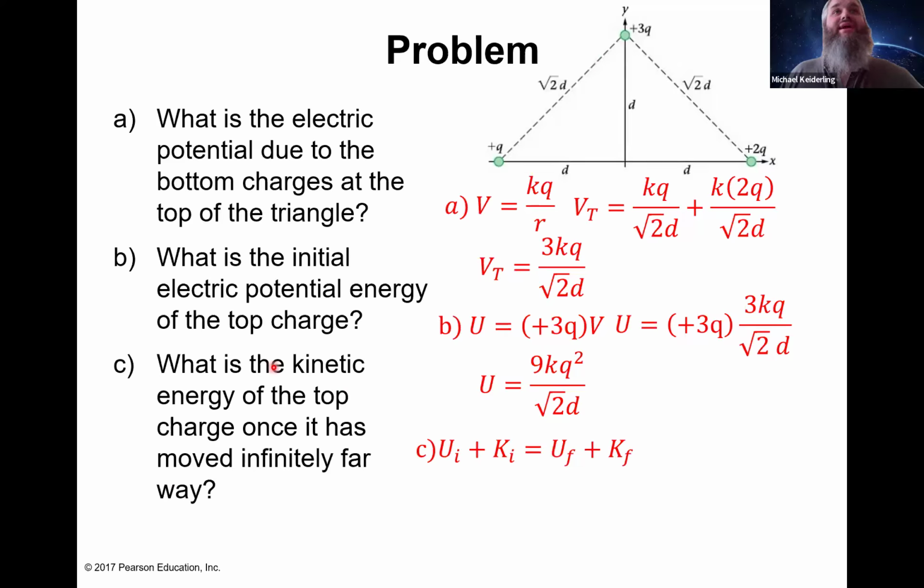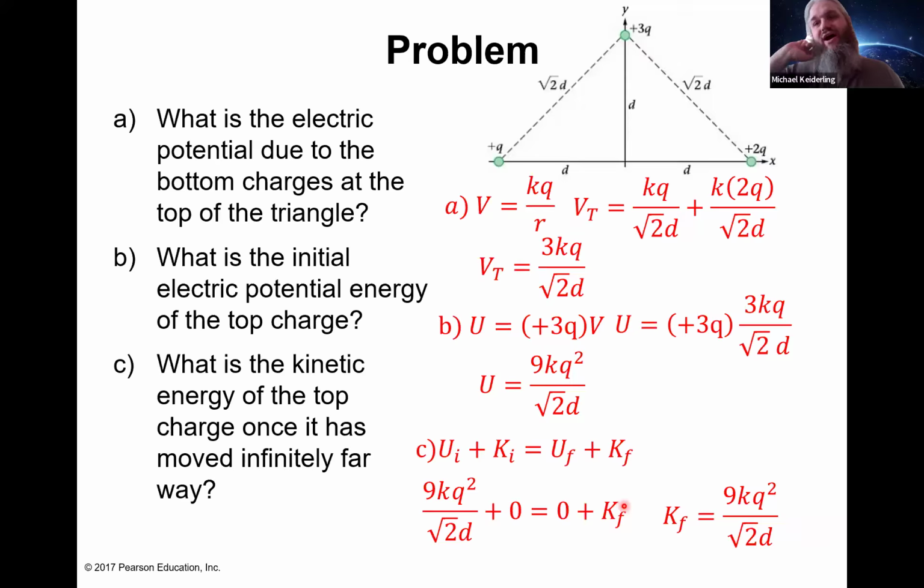And then the kinetic energy: our initial potential energy plus our initial kinetic energy equals our final potential energy plus our final kinetic energy. When it's infinitely far away, our potential energy goes to zero. So all our initial potential energy here has to convert to kinetic energy. So 9KQ squared over square root of 2d equals 0 plus K final. So the final kinetic energy is 9KQ squared over square root of 2d.